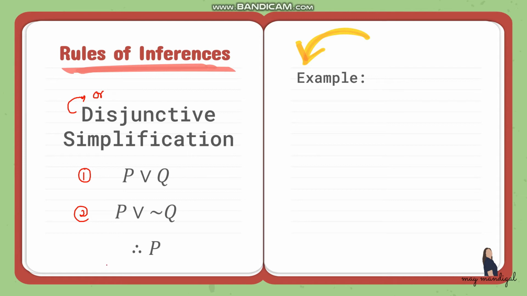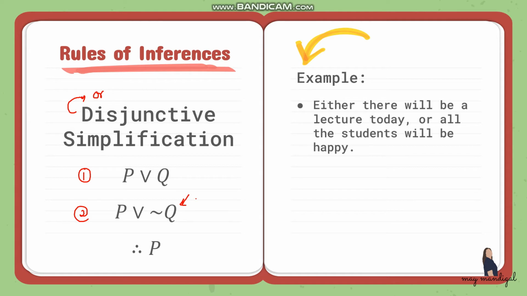And then after that, therefore, our conclusion will only be P. Okay? So what happens here is that, as we know in disjunction, as long as one of them is true, then the given disjunction will be true as well. But here, since we assume that Q is already false because we negate it, whatever is left should be true. So that's why our conclusion is P.